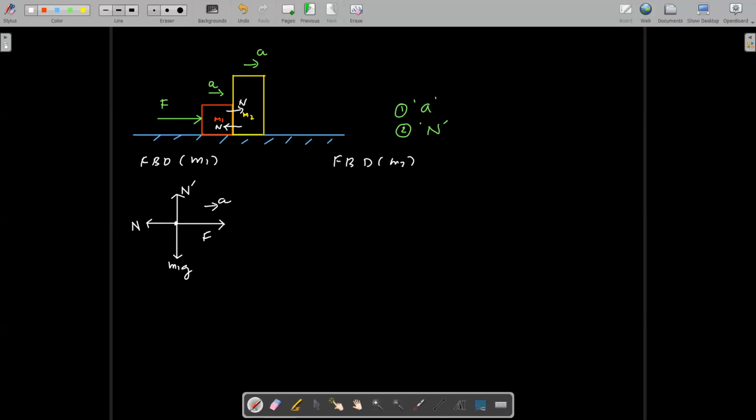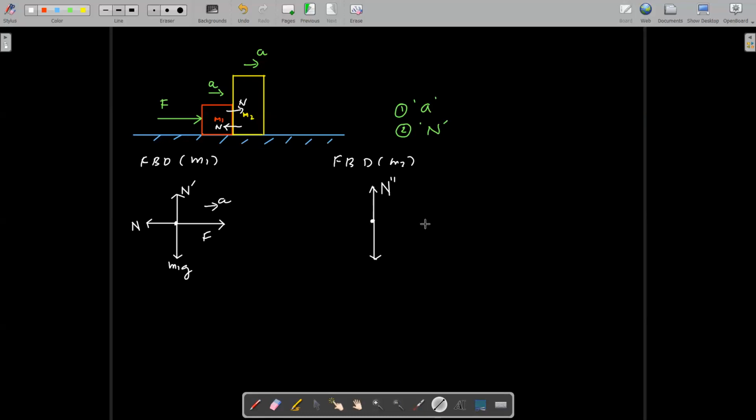Okay, point mass and denoting all the forces acting on it. m2g downwards, some n double dash. Okay, a different one, so we'll denote it with another letter. That is all. Okay, n double dash.